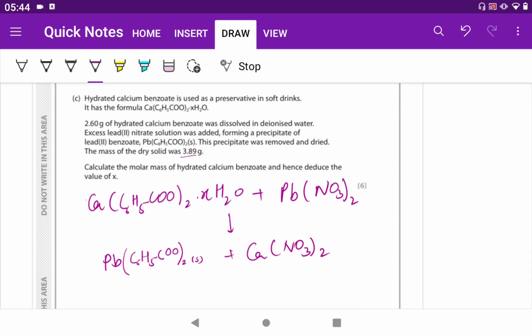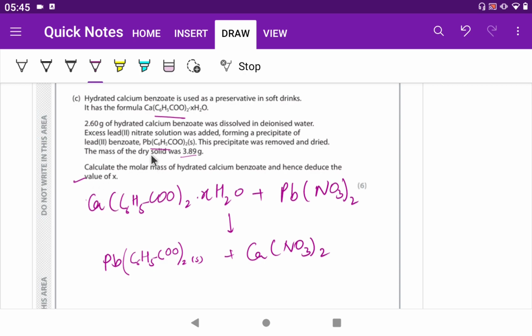Now, hydrated calcium benzoate is used as a preservative in soft drinks. It has the formula this. 2.6 gram of hydrated calcium benzoate was dissolved in deionized water. Excess lead(II) nitrate solution was added, forming a precipitate of lead(II) benzoate. The precipitate was removed and dried. The mass of dried solid was this. Calculate the molar mass of hydrated calcium benzoate, and hence deduce the value of X.